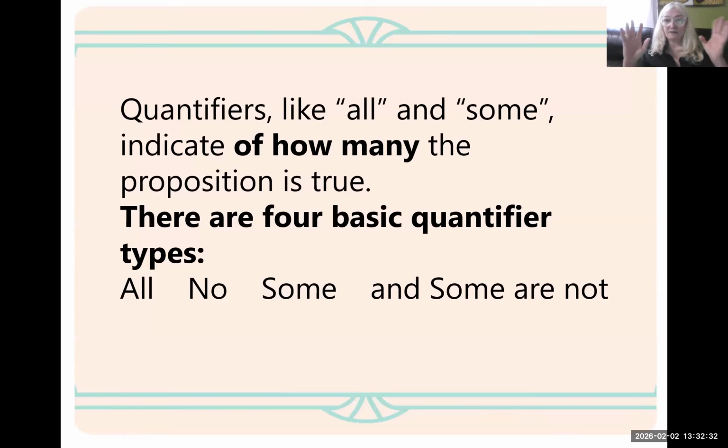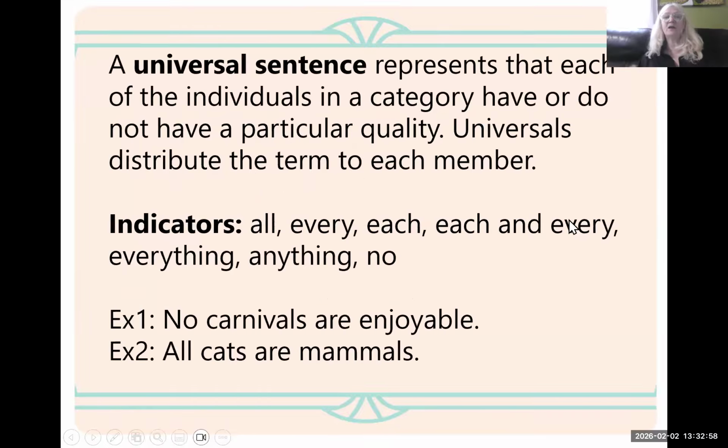Okay, so there are four basic quantifier sentence types: all S are P, so all subject are predicate; no S are P, no subject are predicate; some S are P, some subject are predicate; and some S are not P, some subject are not predicate. So those are the four types of sentences. We're going to be calling them by their letters, and their letters are A, E, I, and O in that order. So a universal sentence we'll discuss first.